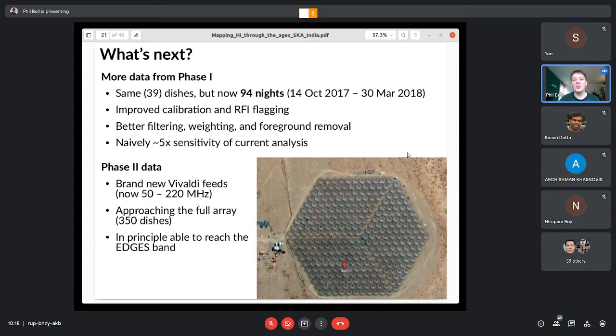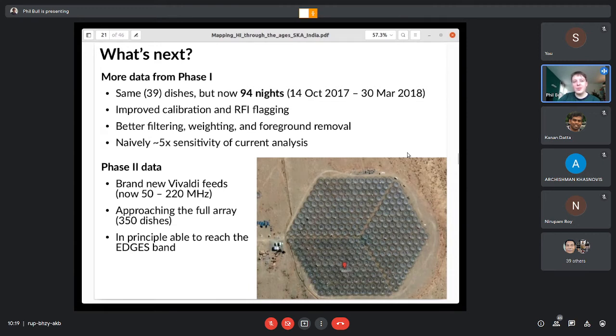Just to give you a few more specs of what's coming next. This is still with the same receivers, those older PAPER receivers that have now been replaced, but it's a much longer set of observations now, starting October 2017. Remember, the previous ones were December only, all the way to the end of March 2018. So we've got better calibration, better RFI flagging. We're doing more filtering and weighting to try and deal with these systematics. And when all is said and done, we would naively expect about a 5 times improvement in sensitivity.